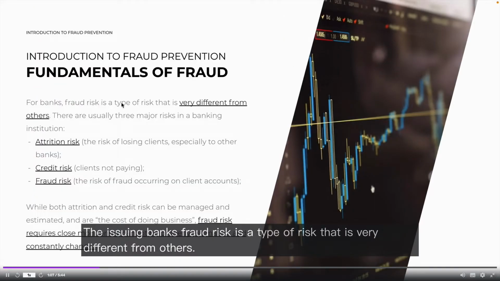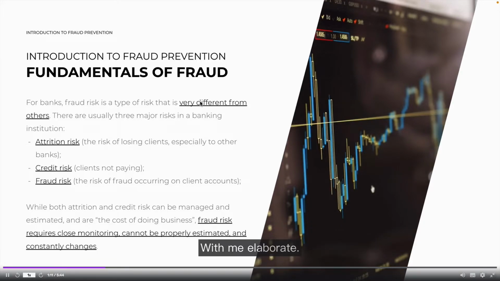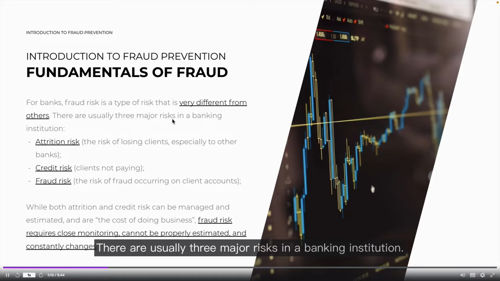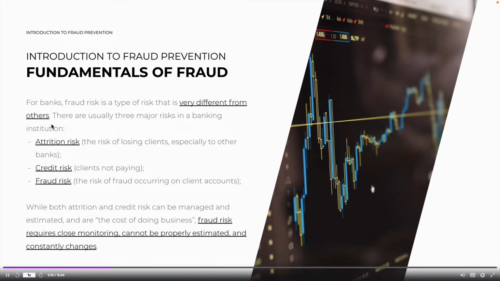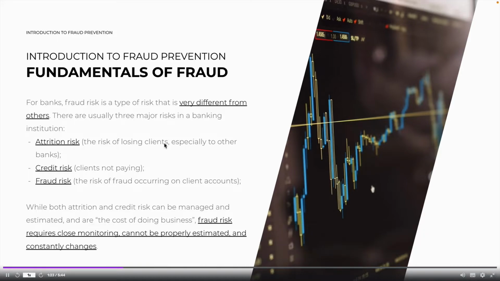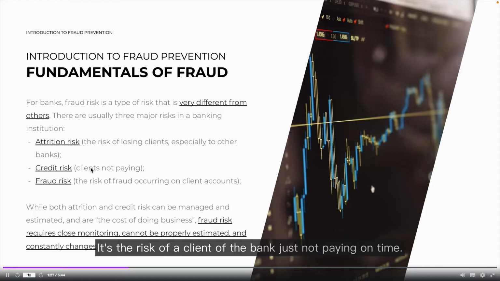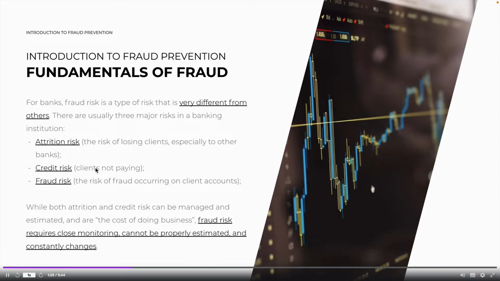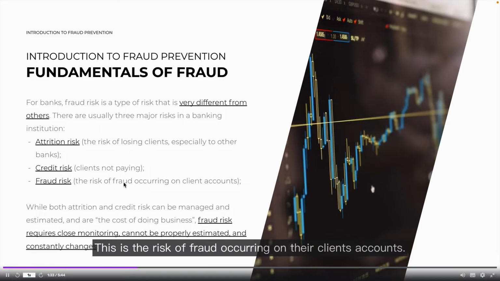Fraud risk is a type of risk that is very different from others. Let me elaborate. There are usually three major risks in a banking institution. The first is attrition risk. This is the risk of losing clients, especially in competitive environments with a lot of other banks. The second is credit risk. It's the risk of a client of the bank just not paying on time. And the third is fraud risk. This is the risk of fraud occurring on their clients' accounts.